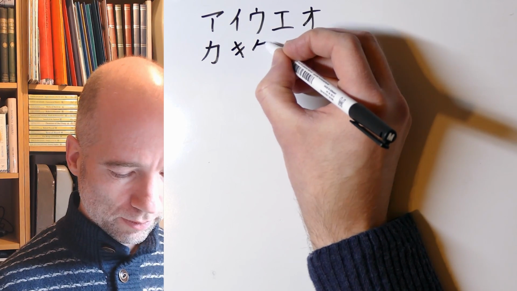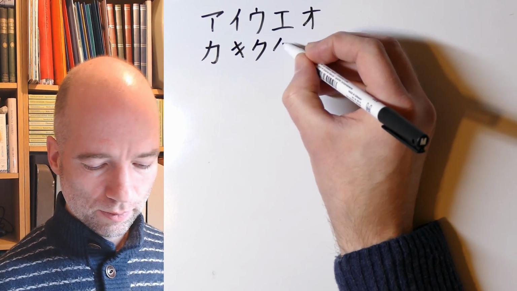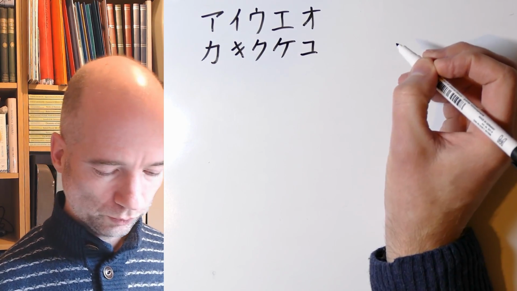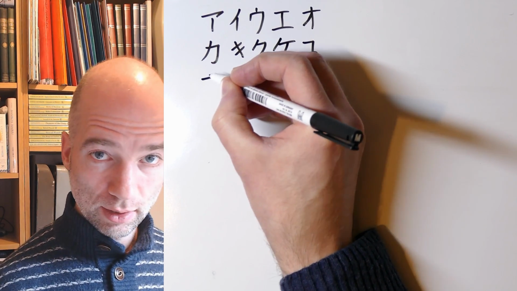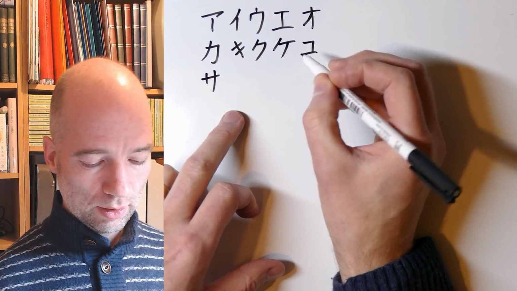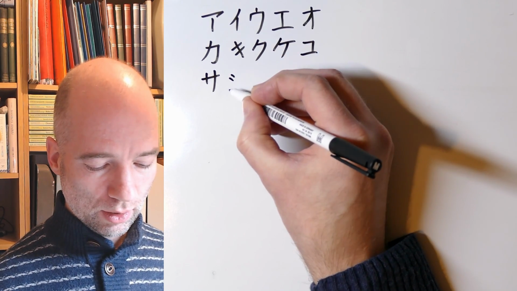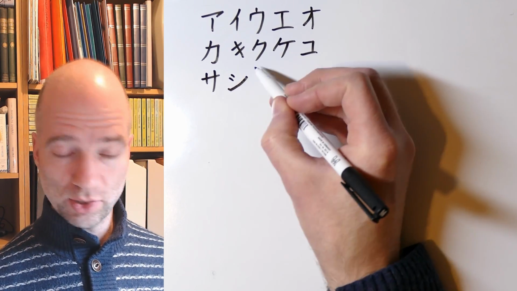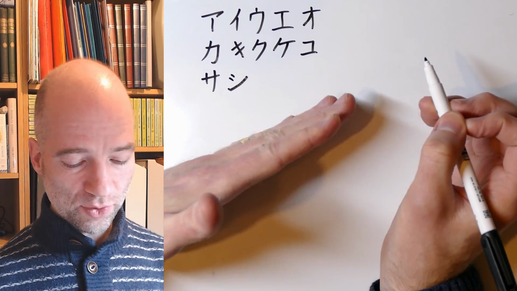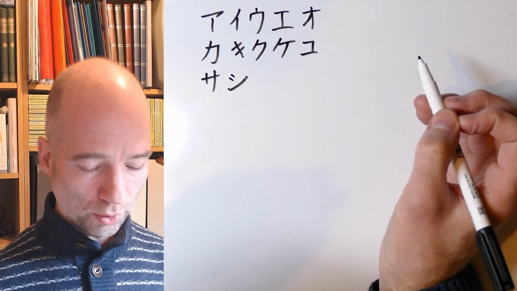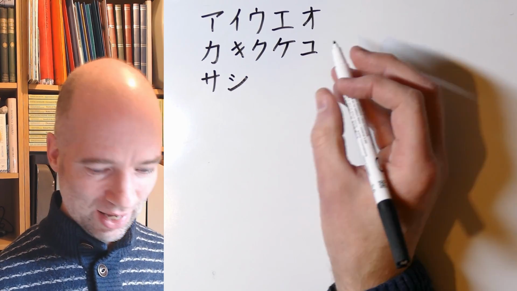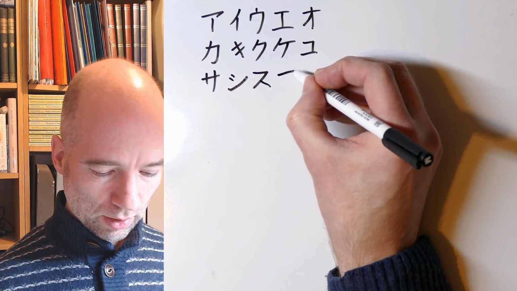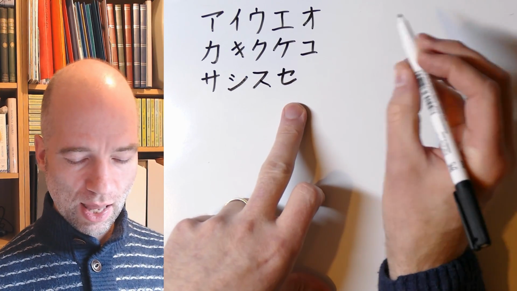Ku, ke, ko. And then next is sa. Shi. And notice now I'm writing the shi, the long line on the shi, from the bottom, and the angle is relatively low. Very important to note because there will be other characters that are very similar to this. Su, se, and so.